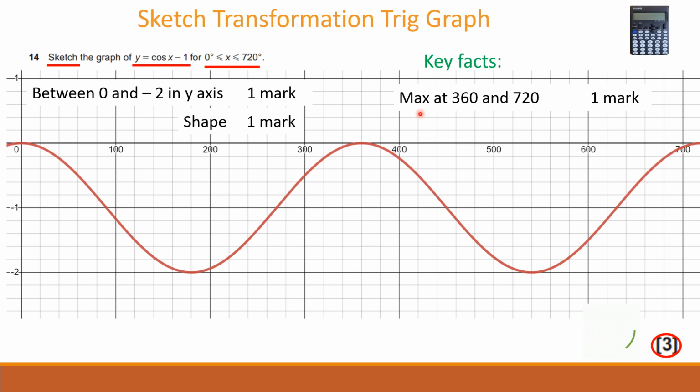And also a mark for having a maximum value at 360 and 720. So you can see here at the point 360, I'm at a maximum point here, and also at the end at 720, I'm at a maximum. If you look at the shape of the curve between 0 and 360, it's exactly the same as between 360 and 720. So look at your points carefully, make sure you've marked them off so you can see clearly where these points are awarded.